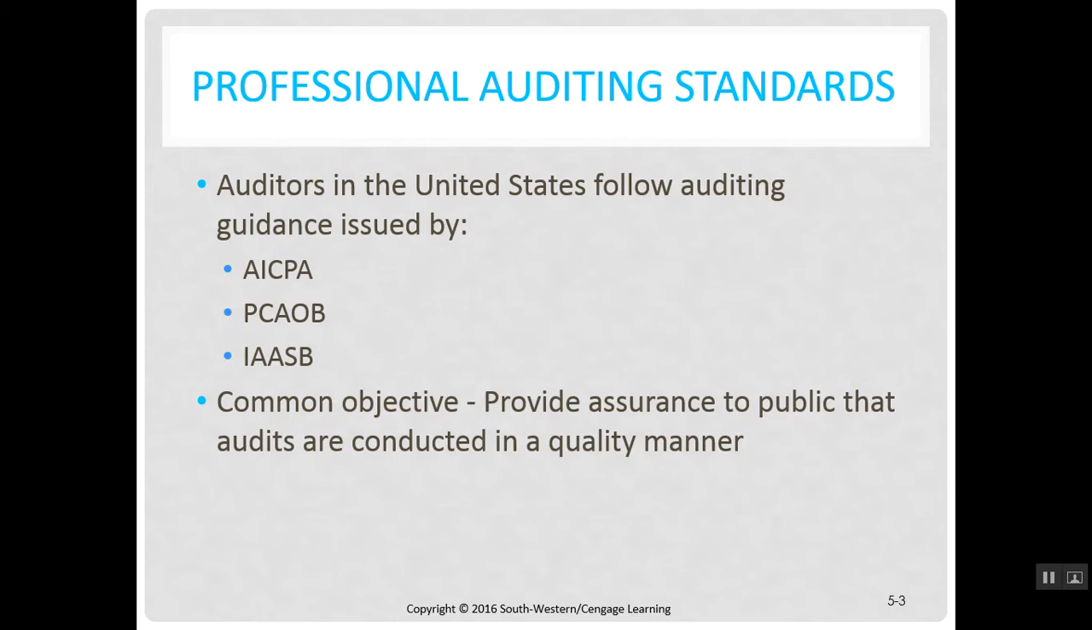There's different professional accounting standards. We've talked about a lot of these in the past. The AICPA, the PCAOB, and the IAASB, which is the international body. They all have a common objective: to provide assurance to the public that audits are conducted in a quality manner. So if you remember from our last class together, we talked about how one of the defenses against litigation for an auditor is to show that they've performed a quality audit. In order to be able to do that, they need to show that they've followed the professional auditing standards that are in place by these various bodies.